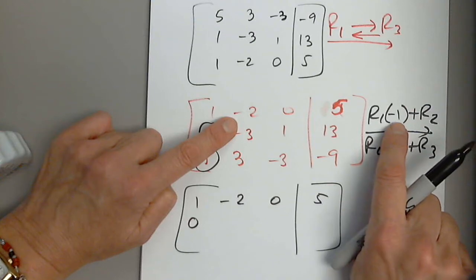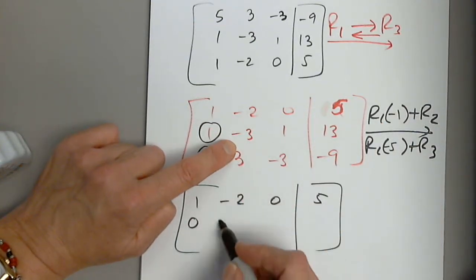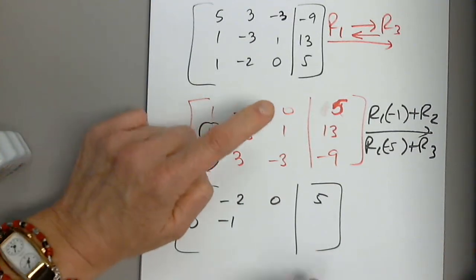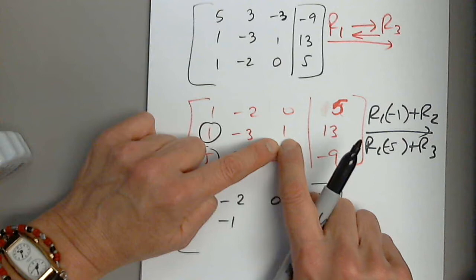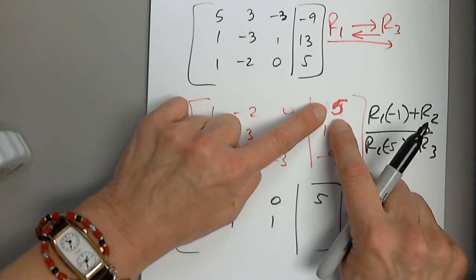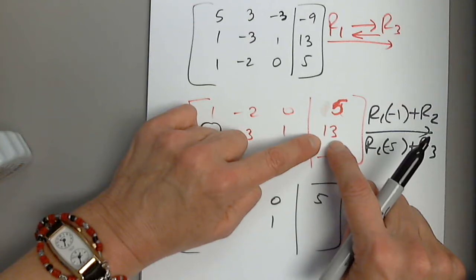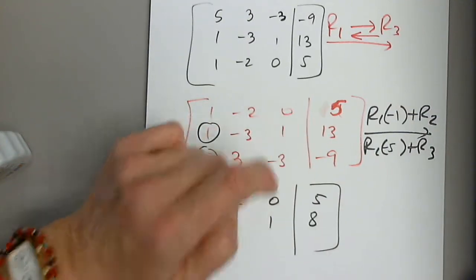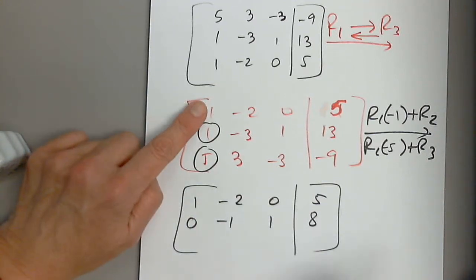-2 times -1, 2, minus 3, -3. Oh, I like it. 0 times -1, 0, plus 1, 1. 5 times -1, -5, plus 13. My number is not either.